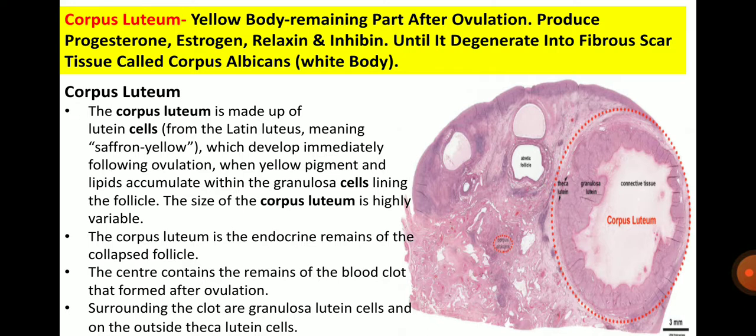The corpus luteum is the endocrine remains of the collapsed follicle. That is, the collapsed follicle is the Graafian follicle after the process of ovulation, after the expulsion of the ovum. The center contains the remains of the blood clot that forms after ovulation. Surrounding the clot are cells called granulosa lutein cells, and on the outside theca lutein cells are found.